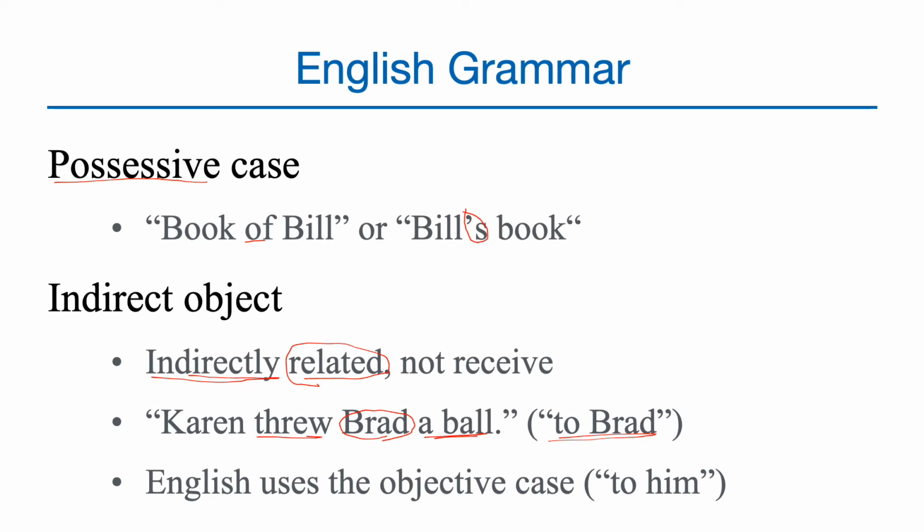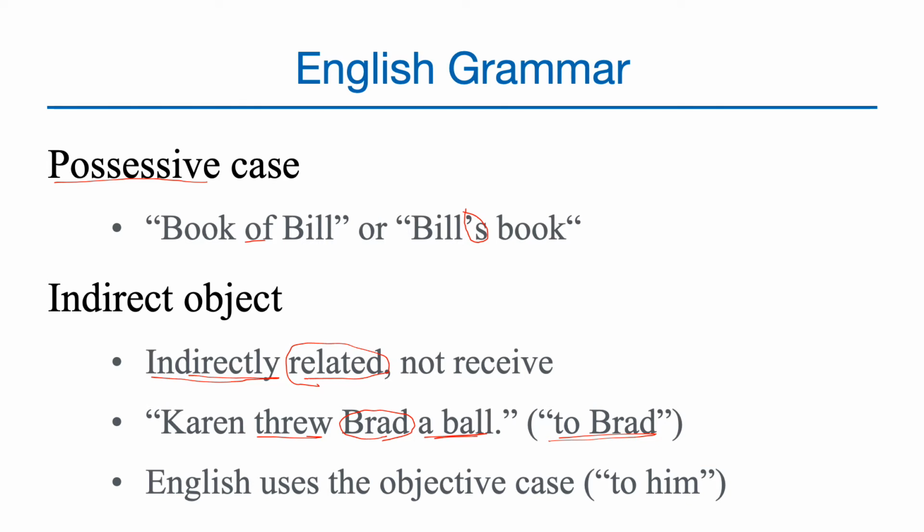two ways. You can use the word of, book of Bill, or you can just use an apostrophe, Bill's book. Both of those express possession. In English, indirect object refers to a person or a thing that is indirectly related or indirectly receiving the action of the main verb in the sentence. It does not receive directly, but it receives it indirectly. That is the key thing.